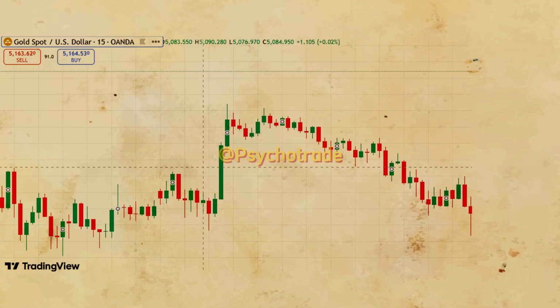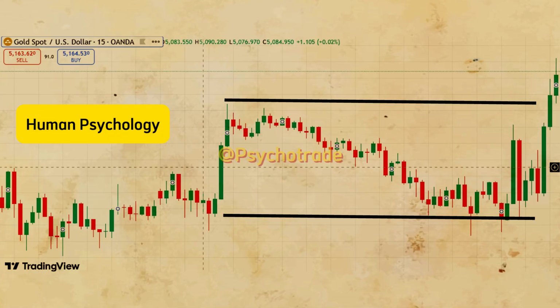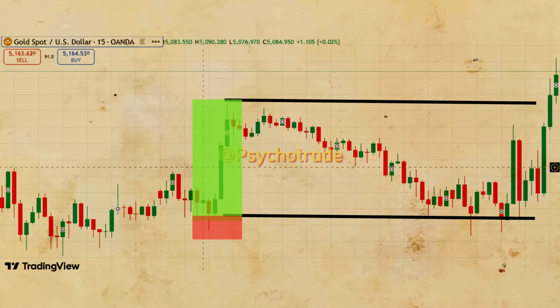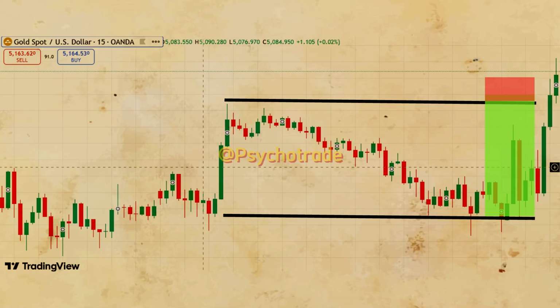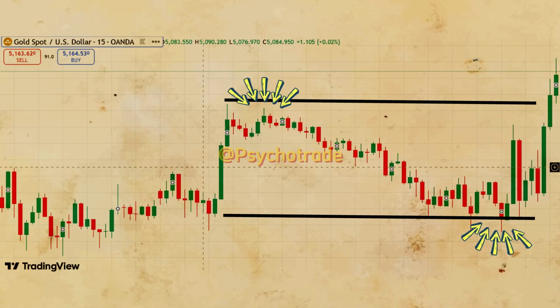Another reason price reverses is human psychology. Traders remember levels where they previously made profits. For example, traders who bought at support and made profit will want to buy again when price returns to that same level. The same happens with sellers who previously sold at resistance and made profit. They will often sell again when price returns to that resistance level. This repeated behavior creates strong reactions in those areas.